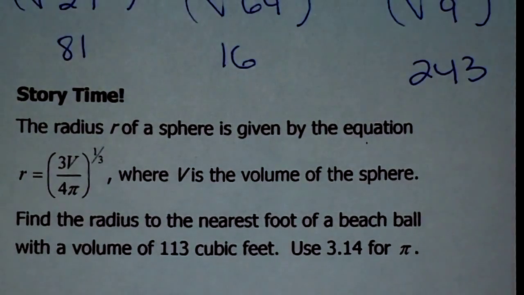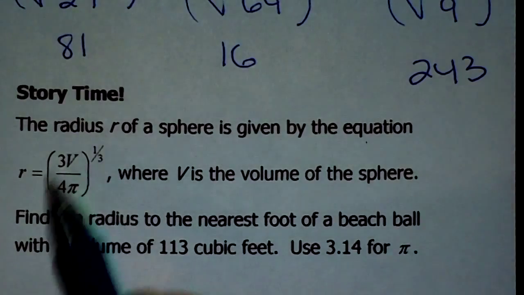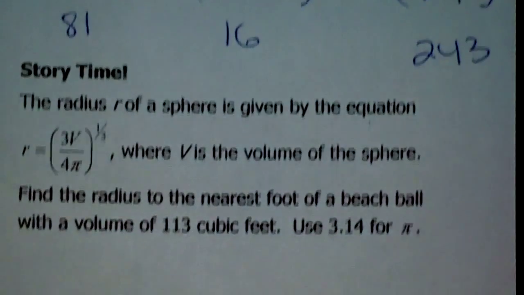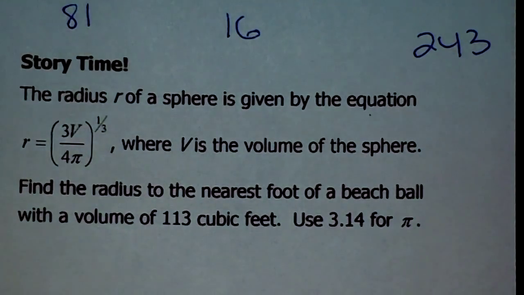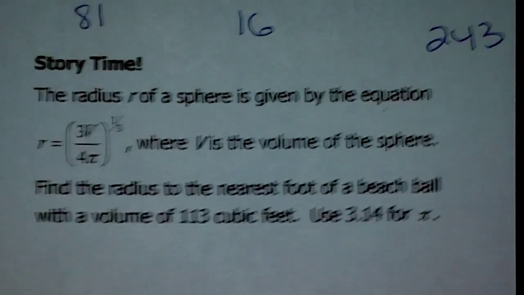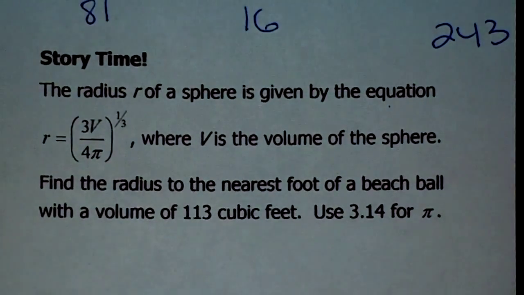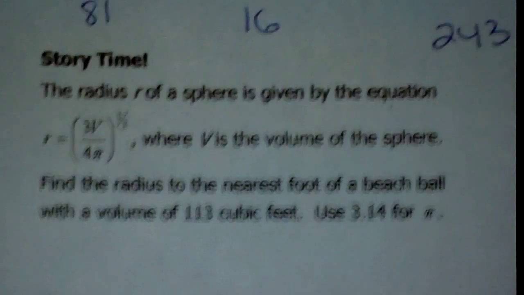The radius r of a sphere is given by this equation, where v is the volume of the sphere. Find the radius to the nearest foot of a beach ball with a volume of 113 cubic feet. Use 3.14 for pi. I know in the past I let you leave pi as pi, and we didn't write any decimals. You're allowed to this time. The directions are calling for that. I want to find the radius. So here's the formula for the radius. You guessed it, all we're going to do is plug in to this formula.